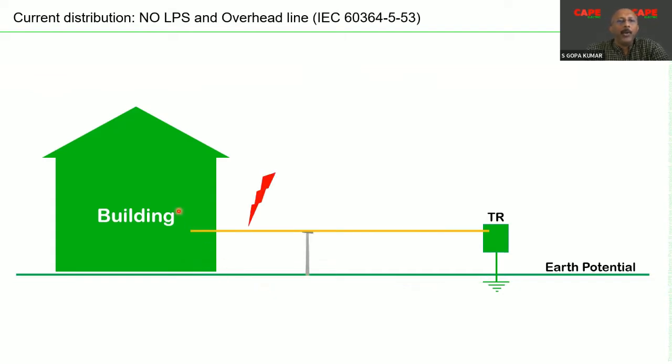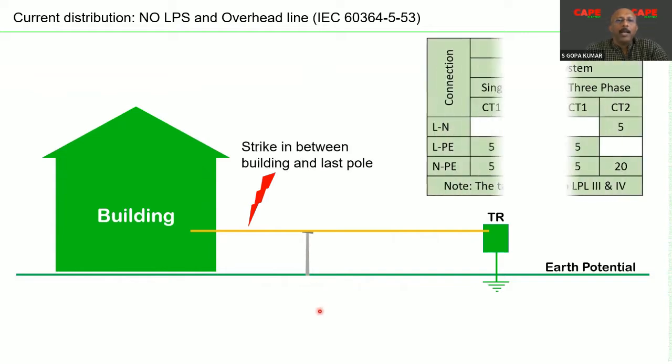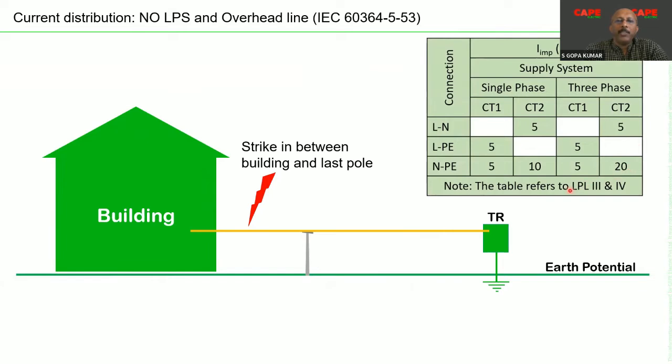The next condition: your building doesn't have any lightning protection system, but you have an overhead low voltage power supply. And if there is a chance of lightning strike between the building and the last service pole, the expected current is specified in the standard. For example, there are two types of connections, CT1 and CT2, but you can just look at the ratings. Say, for example, CT2, that means 3+1 connection, 3-phase supply, 5 kiloampere between line and neutral and 20 kiloampere between neutral and earth. These ratings are specified in the standard. For example, you can refer to IEC 60364-5-53.